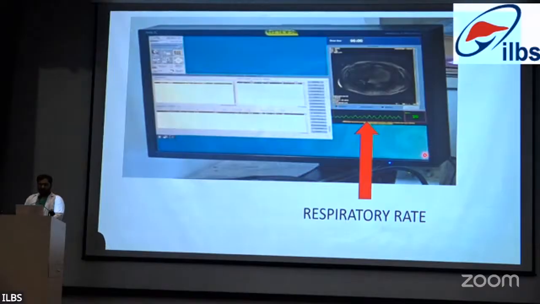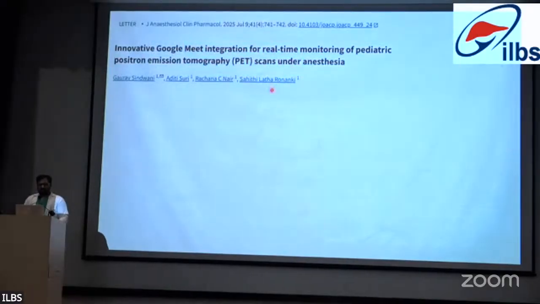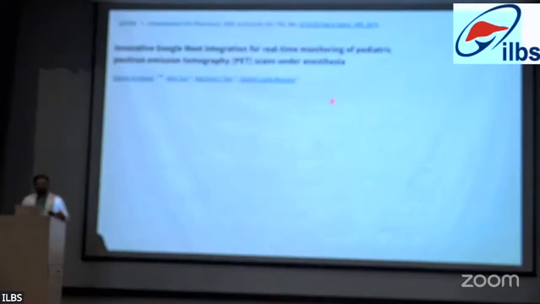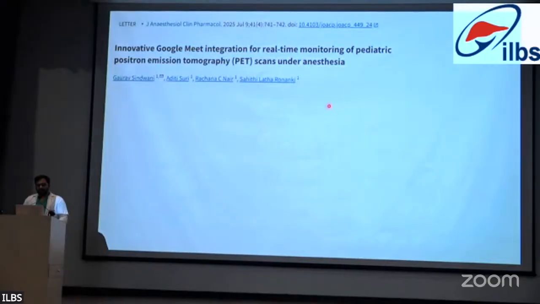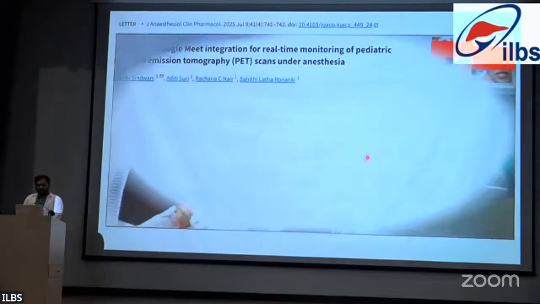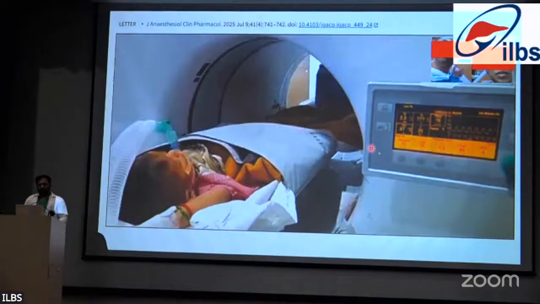So we have to make sure that the patient is comfortable inside, and multiple monitors should be included for this. Now, coming to PET CT, we have found that the PET CT console is very far away from the patient's head end. So to monitor the airway, the ventilator as well as the monitor, we have found that using a Google Meet for this is an innovative idea, and we can use this in resource limited settings.